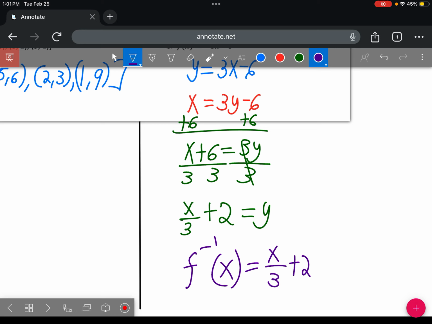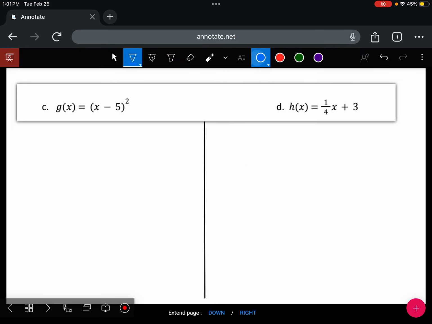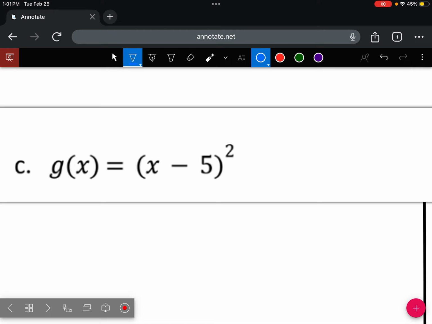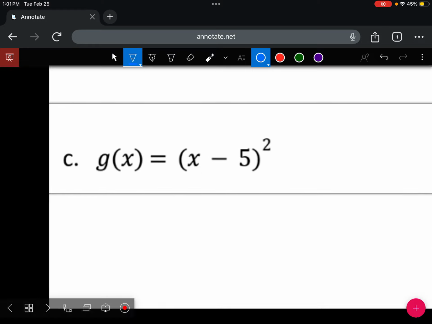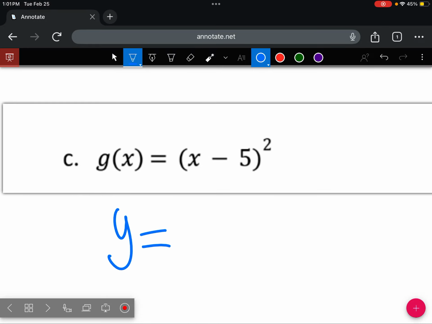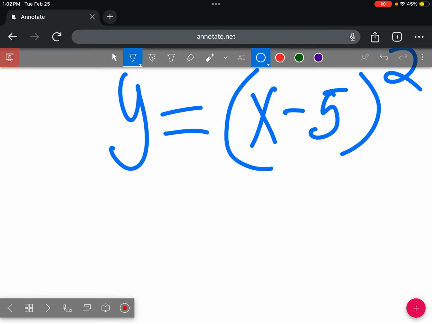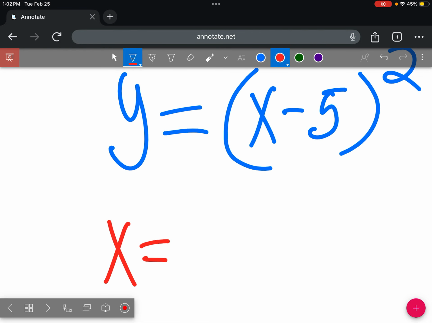Let's look at some other ones. For C, what do you need to do? First, y is equal to x minus 5 squared. Then we switch x and y. X is equal to y minus 5 squared.